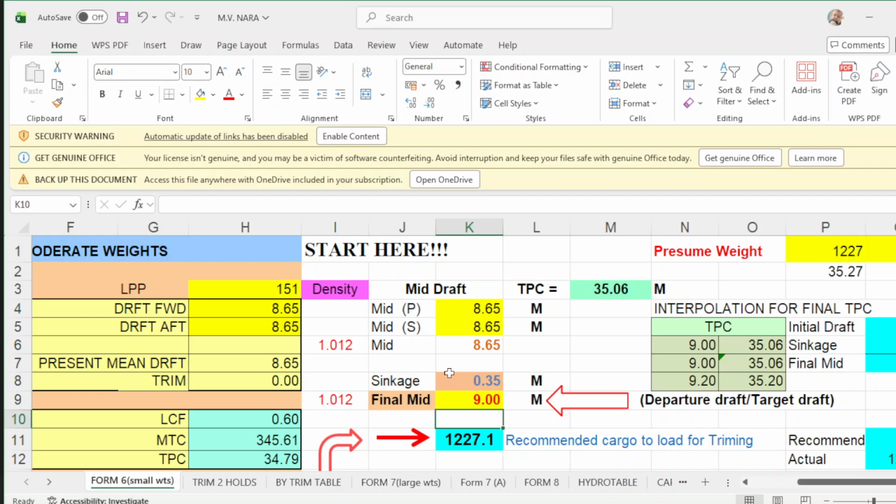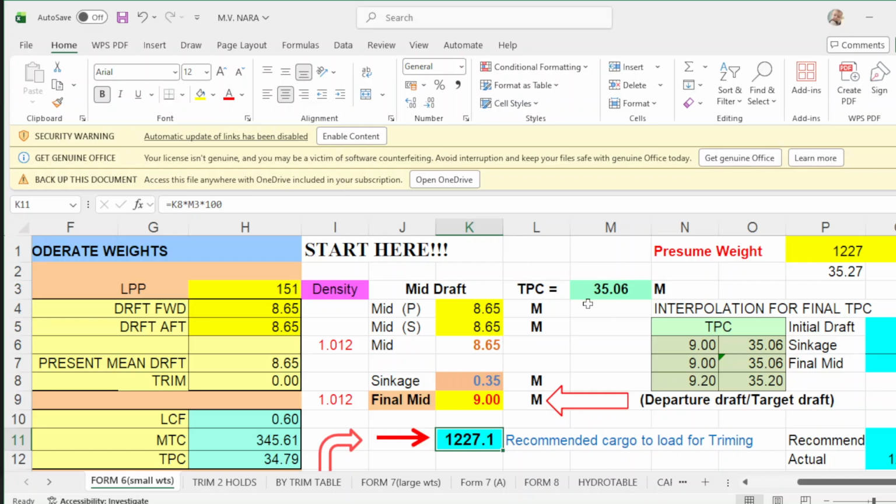The other way of getting the sinkage is, if you click this one, that will be K8, which is K, row 8, that will be your sinkage, times your TPC. Your TPC is this one, M3. Get M3 here, times 100.